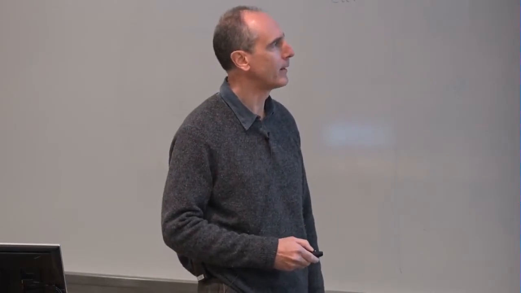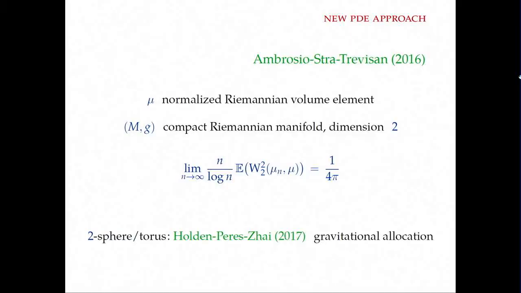And not only the uniform on the unit square, but more generally, each time you consider the normalized Riemannian volume element on a compact Riemannian manifold of dimension 2, you get the same answer. Okay. And this morning, Yuval told us about the 2-sphere and the 2-torus, and here you get the exact limit in this more general setting.